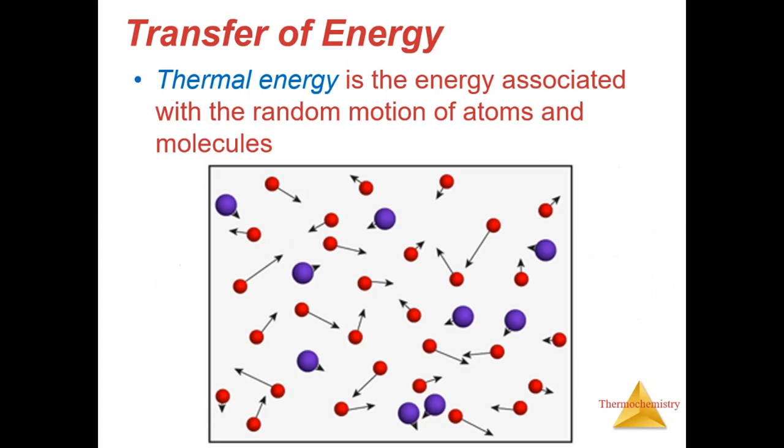Now, I also have to talk about thermal energy, and thermal energy is nothing more than talking about the random motion of atoms. If they move really, really fast, you have more thermal energy. If they're moving really, really slow, less thermal energy.